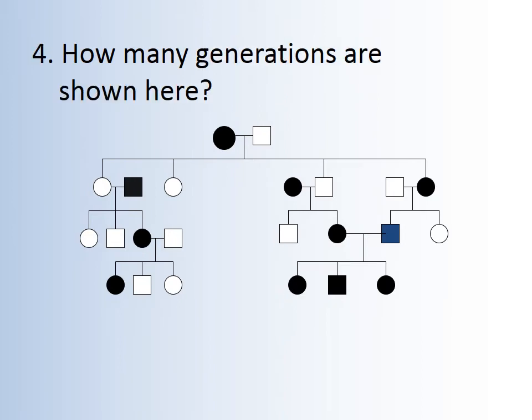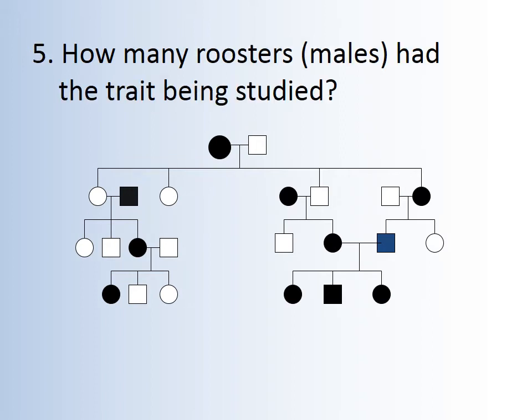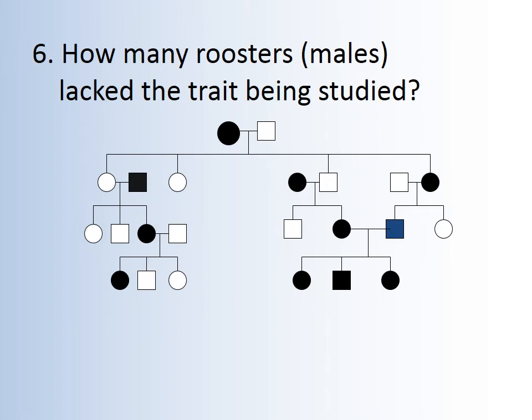How many generations are there? You're correct if you said 4. How many of the roosters have the trait? I see 3. So you're looking for the darkly shaded squares. How many of the males don't have the trait? You're looking for the white squares. 1, 2, 3, 4, 5, 6, 7 of them.